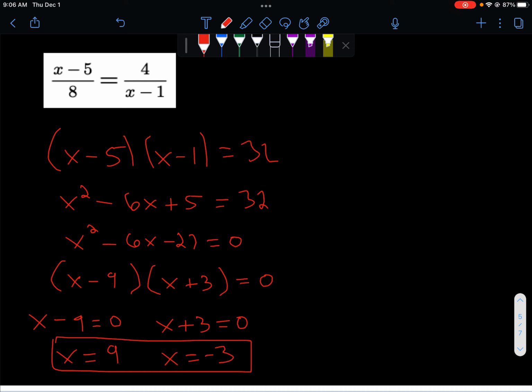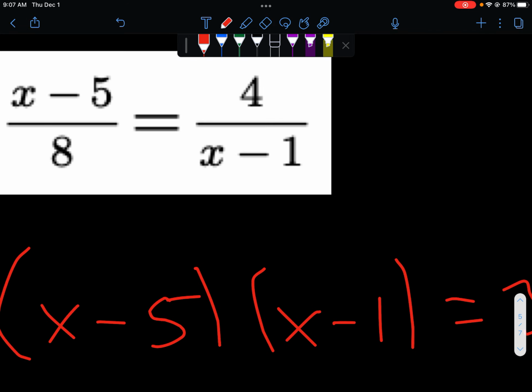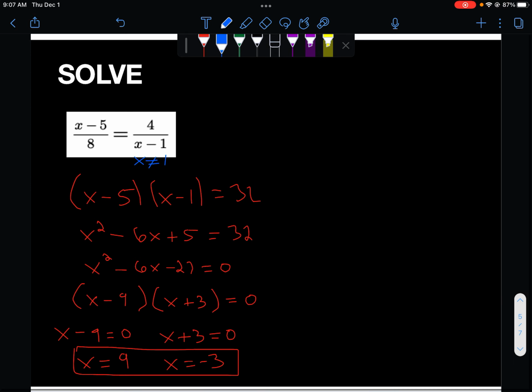To check if they're extraneous, remember, it's the denominators we have to worry about. I'm going to take my algebra for being correct. I have to check to see if either of these are restricted values. Well, look at our denominators. 8 doesn't even have a variable in it at all. There's no restriction there. Here, the only restriction would be positive 1. 1 would make that 0. 1 would be extraneous if we had it as a solution. We don't. We have 9 and negative 3. So neither of my solutions are extraneous. I'll leave them in the box. 9, negative 3.